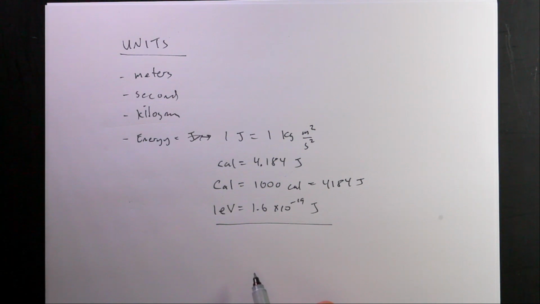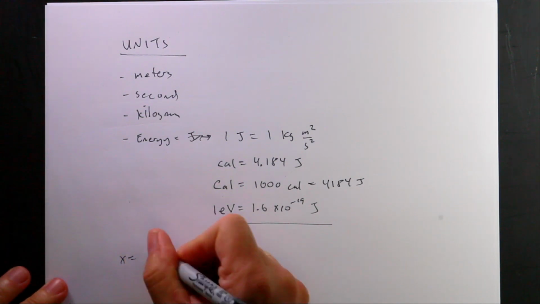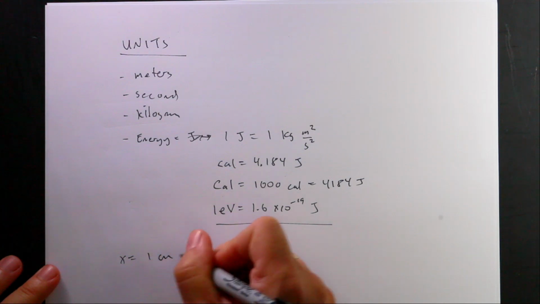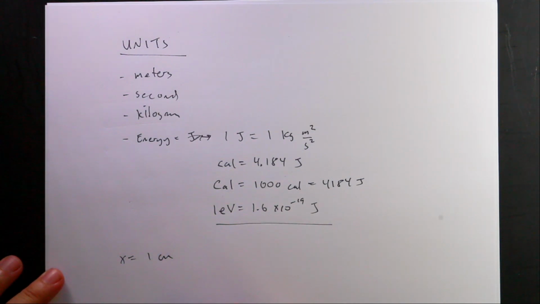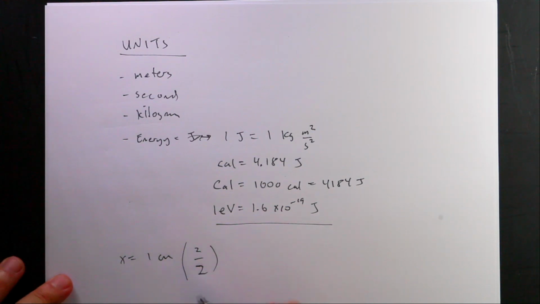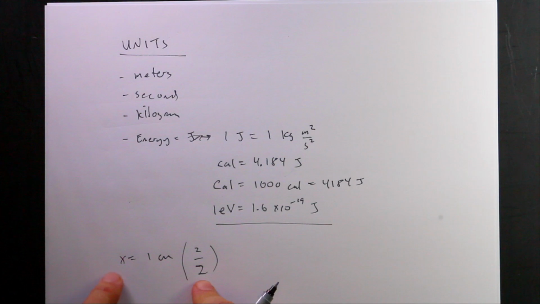Okay, so let's just talk about unit conversions. Let's say I have a distance of x equals 1 centimeter, and I want to convert that to meters. The key here is if I multiply this by 2 over 2, I have to multiply both sides of the equation, but 2 over 2 is 1, so I'm not changing anything. As long as I multiply by a fraction equal to 1, I'm not changing it.